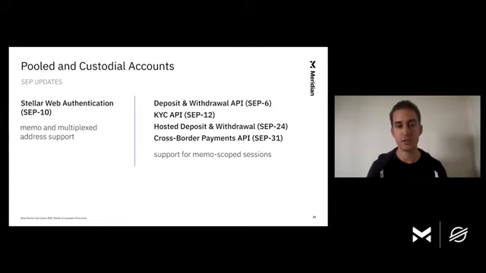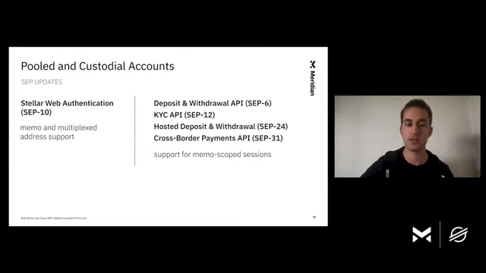So once we made those changes, we actually then changed the standards that use the authentication protocol to support this limited scope session. And so the main differences when it comes to the deposit and withdraw APIs is that the transaction history that comes back when you try to fetch your prior transactions are only the transactions that were initiated with that particular memo or multiplex address and not the actual on-chain account.